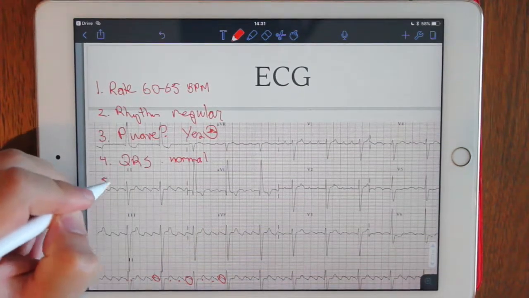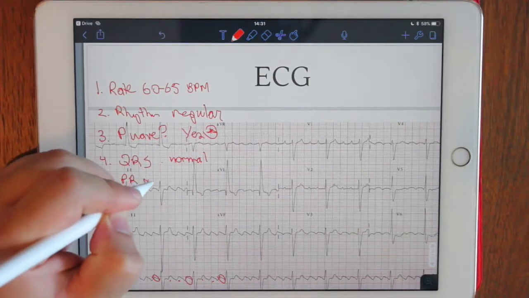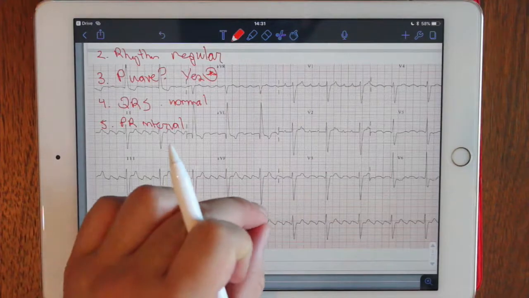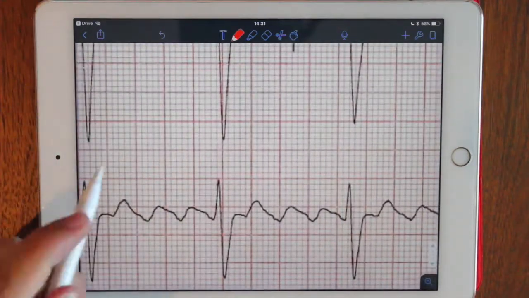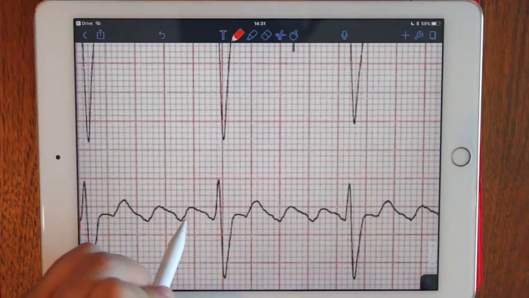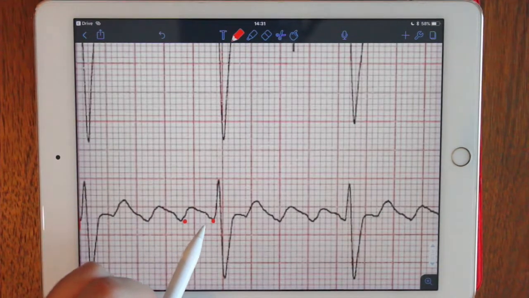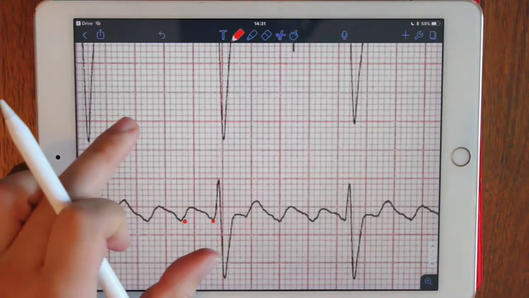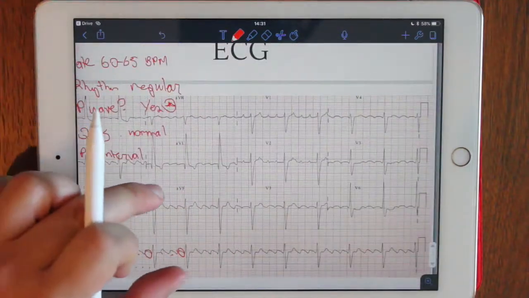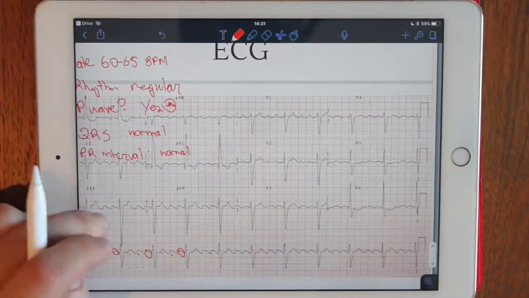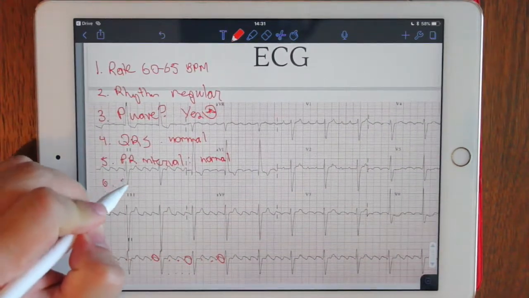Okay. Next thing we do is the PR interval. Again, we want to zoom in and make sure that the PR interval is less than 5 small boxes. 1, 2, 3, 4, 4 to 5. So that is normal, less than 200 milliseconds. And the next thing we look at is the ST segment.